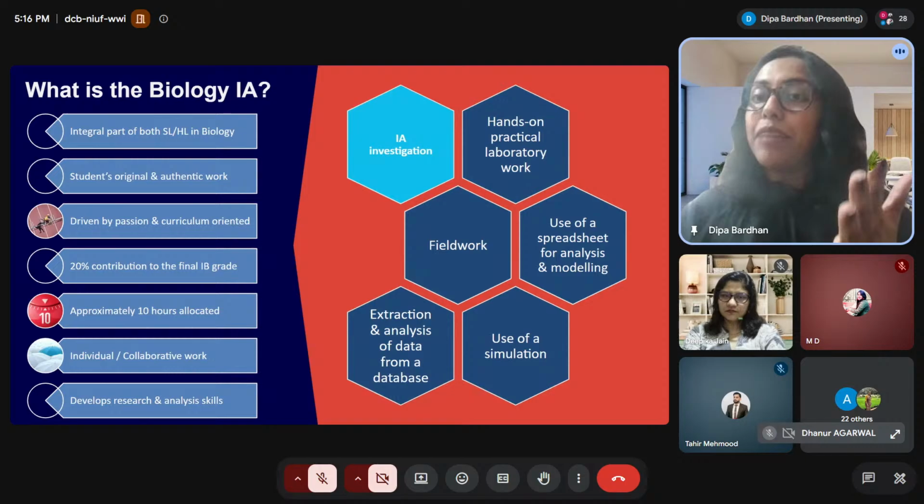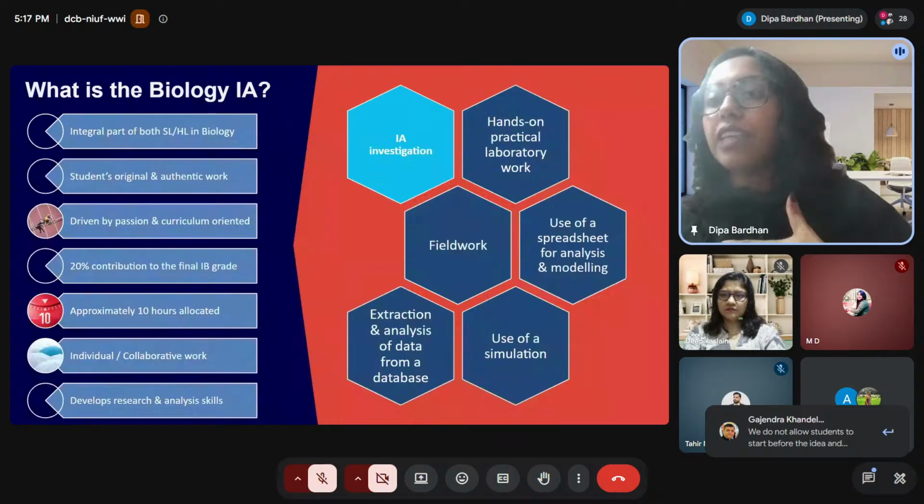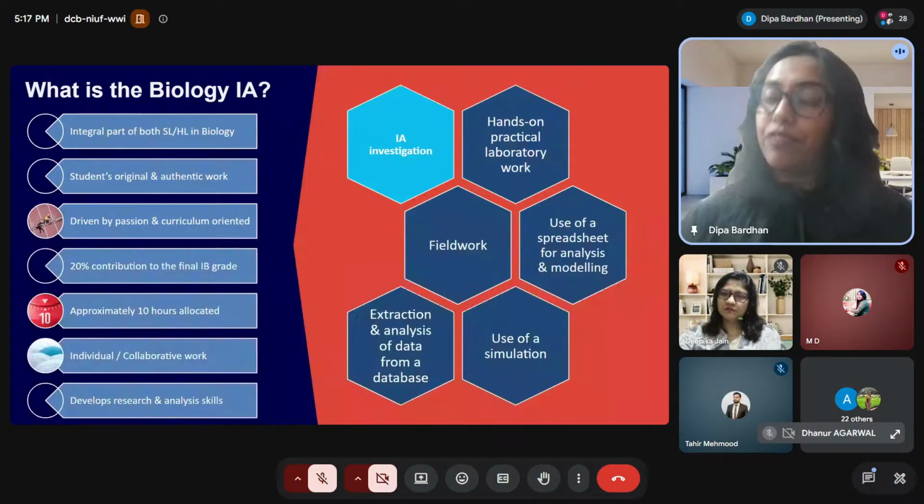One can choose the protease enzyme. One can choose an enzyme like amylase, or the factor you are choosing as the IV is different. Either you choose temperature, pH, or salt concentration. So it must not be an exact copy of what the other person is doing.